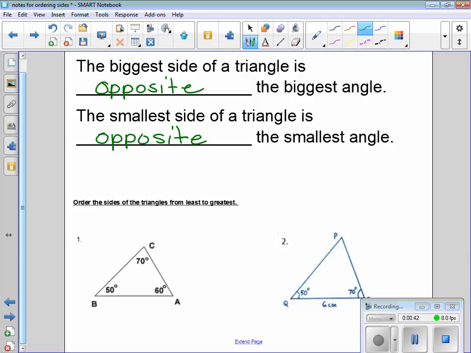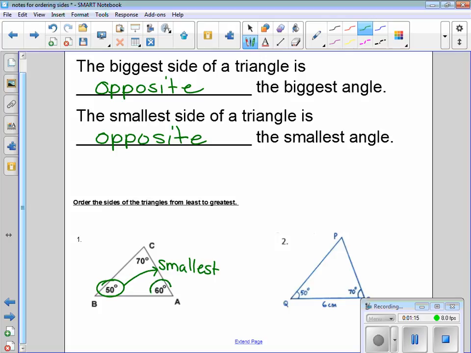So looking at our examples, they want us to order the sides of the triangles from least to greatest. Looking at question number 1, I look at the angles. Angle B is 50, angle C is 70, and angle A is 60 degrees. The smallest side of a triangle is opposite the smallest angle. My smallest angle here is 50 degrees, so the side opposite of it is my smallest side.